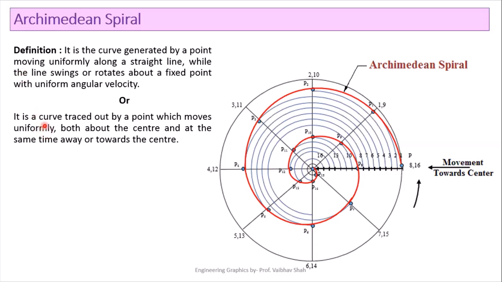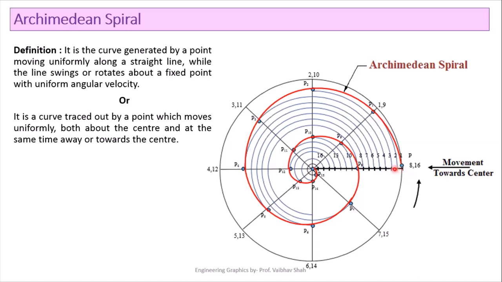So let us define it once again by another definition. It is a curve traced out by a point which moves uniformly both about the center as well as, at the same time, away from or towards the center. So simply, if I give you one example, let us understand this is your fan hub. This is your fan, this is your hub. Now let us suppose this is the center of your fan hub and there is one insect at the outer periphery of your circle. If this insect wants to get to the center, it tries to move along this straight line.